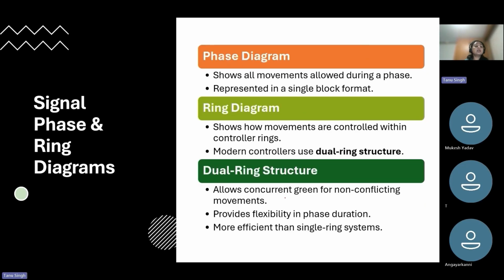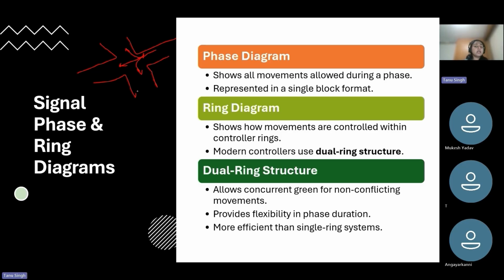And then coming to the signal phase and ring diagram. A phase diagram shows all movements allowed during the phase in one block presentation. For example, we can determine whether, when a signal turns green, vehicles coming from this direction will move in all directions or just right and straight. So the phase diagram shows the movements during a phase in one block diagram, whereas a ring diagram shows how different movements are controlled within the control structure.